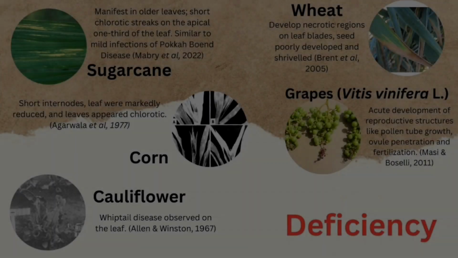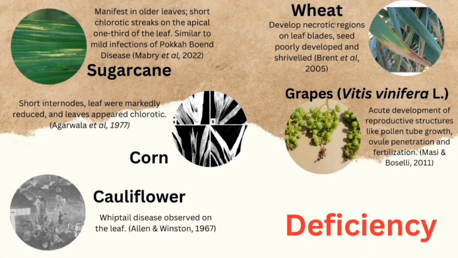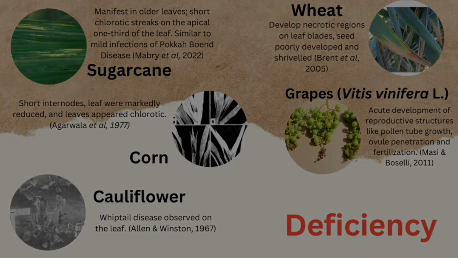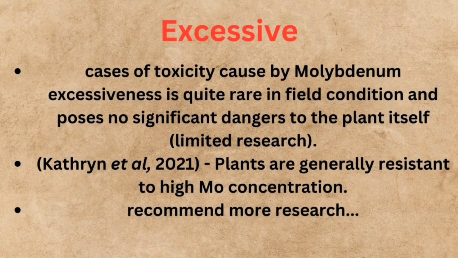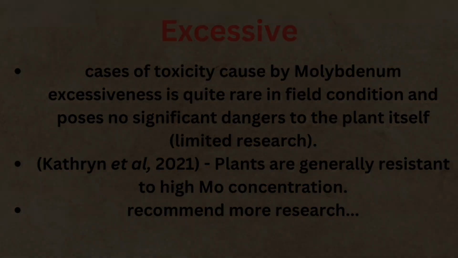So moving on to the symptoms of deficiency, the 5 chosen cultivated species will be sugarcane, corn, wheat, grapes, and cauliflower. The deficiency symptoms are mainly observed on the leaf and the reproductive organs of the plant. Some papers have mentioned that the deficiency of molybdenum is closely tied to nitrogen deficiency, as molybdenum is an enabler for nitrogen absorption for plants. For cases of excessiveness, however, molybdenum is quite a unique case, as plants are generally resistant to molybdenum toxicity, and research for this topic is highly recommended.